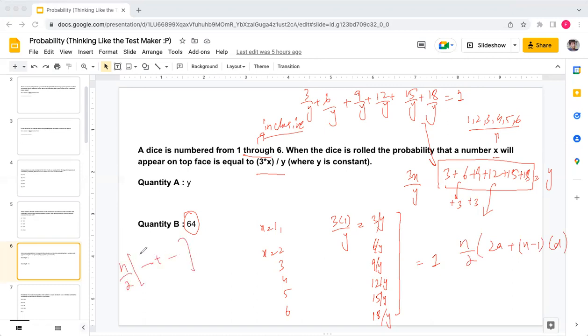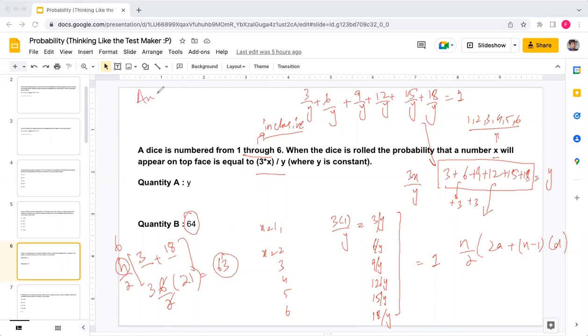Or you can also do it this way: n over 2 into first term plus last term. What is the first term? 3. What is the last term? 18. So what is the total number? 6. So 6 by 2 into 21. So this will be how much? 63.